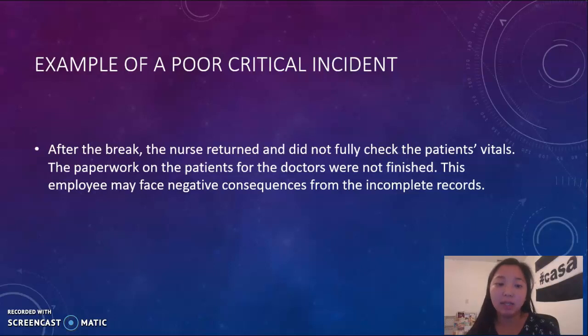What time of day was it? What was missing from the patient's reports? How does this affect other employees and the doctors that are working on these patients? And what kind of negative consequences, or we could learn more about the consequences from the incomplete records.